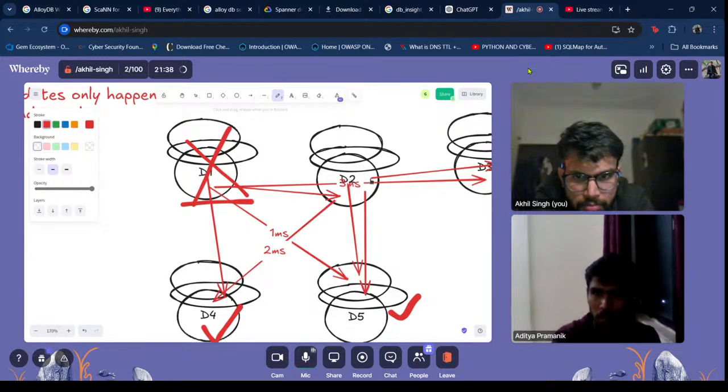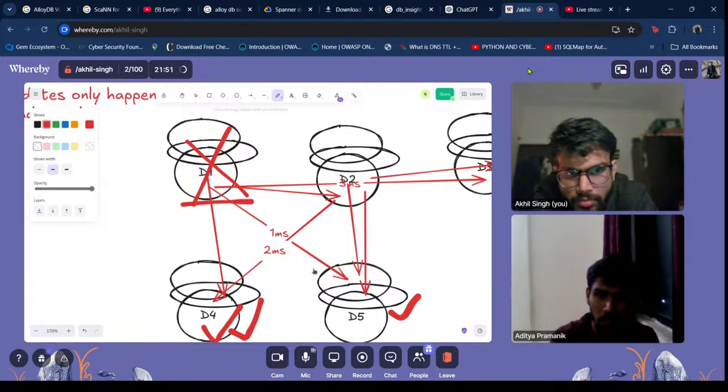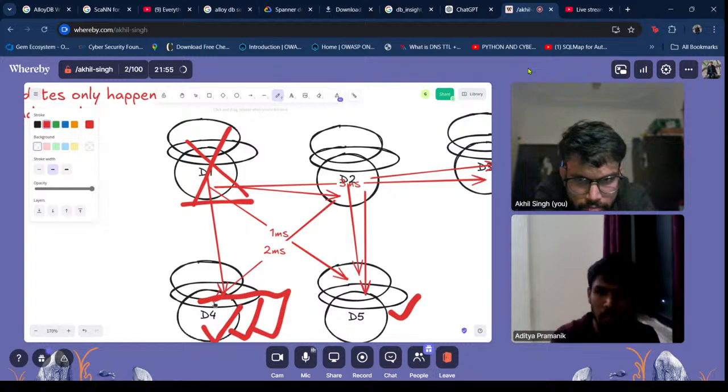Again, whoever is the smallest. Maybe like this one was 6, this one was 5. So again, this should be the leader according to D2 as well. And similarly for D3 as well, this should be the leader. So likewise, this one is elected as the next leader.